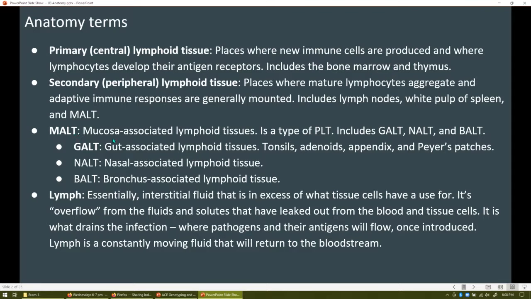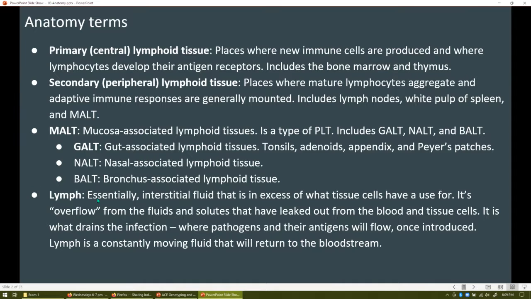So MALT is mucosa-associated lymphoid tissues. That's what it stands for. And MALT is a type of peripheral lymphoid tissue. It includes GALT, NALT, and BALT. GALT is gut-associated lymphoid tissues, and that's going to include the tonsils, the adenoids, the appendix, and Peyer's patches in the intestine, mainly small intestine. And then we have the nasal-associated lymphoid tissue and the bronchus-associated lymphoid tissue. And these are all sort of lymph nodes, but they're close to the mucosal surface. So they basically drain the stuff that comes into your system through the mucosal surfaces.